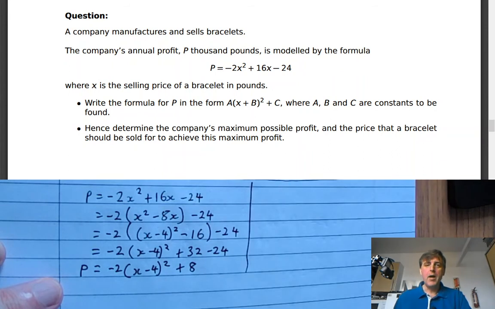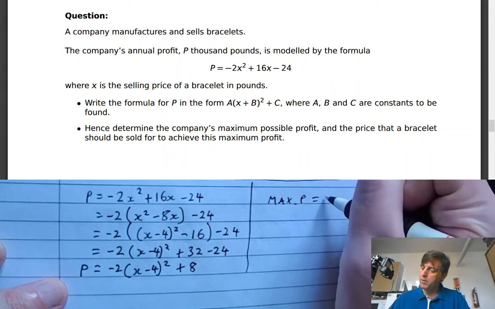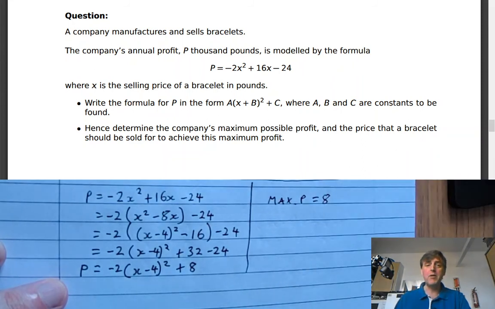Now, we've been asked to use this formula to determine the company's maximum possible profit. So do you remember how we get maximums from completed square form? It's because of the idea of the squared term here. The smallest that can be is 0. So when that is 0, the value of P here is going to be at its most extreme. And in this case, it'll be a maximum because we've got this negative coefficient here. So the maximum profit is going to equal 8 here. So the maximum value of P is 8.